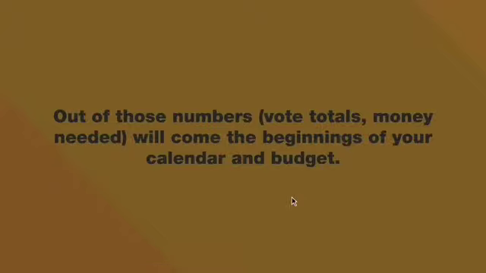All right. So out of that, you're going to be able to put together a number of numbers. You're going to put together your vote total, and the money needed in order to run a credible and competitive campaign. That's really going to be the beginnings and the start of putting together your calendar and your budget for your campaign plan. These are absolute musts in regards to understanding and knowing vote goals.